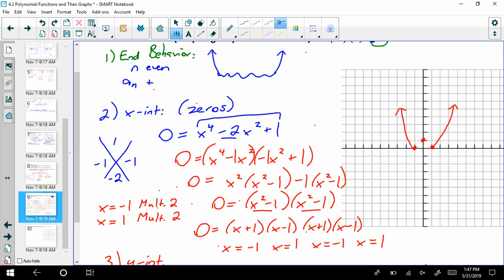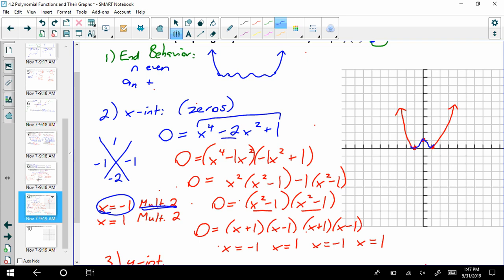And now we have to decide with these x-intercepts, am I going to cross through them or am I just going to touch them and turn around? Well, the x-intercept at -1 had an even multiplicity. If it has an even multiplicity, it's going to touch it, but then turn around, not actually cross through. Same thing for the other one. And there's our graph. Let's check.